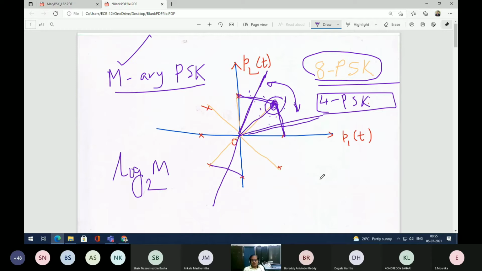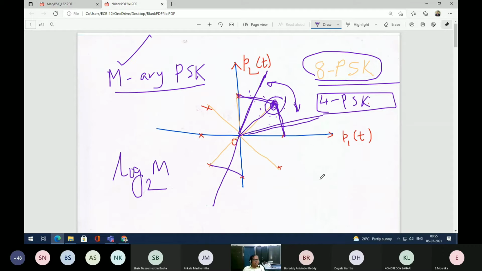So whenever we want to go for more data rates in the PSK schemes, go for M-ary PSK, where M may be 8, maybe 16. I think up to 32 they have got, but 32 has given a lot of problems. But up to 16 PSK, no problem.